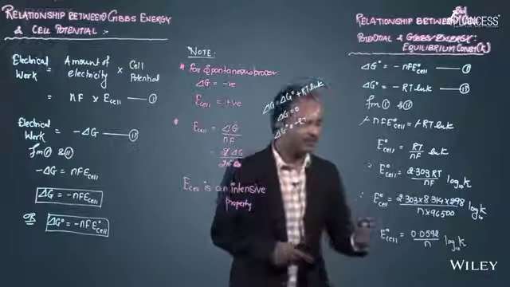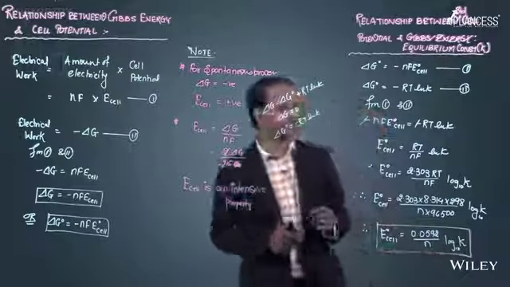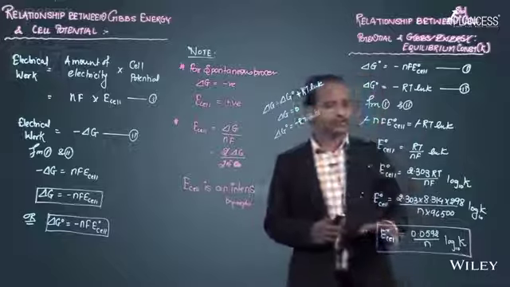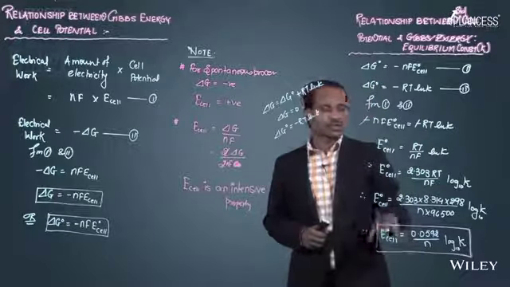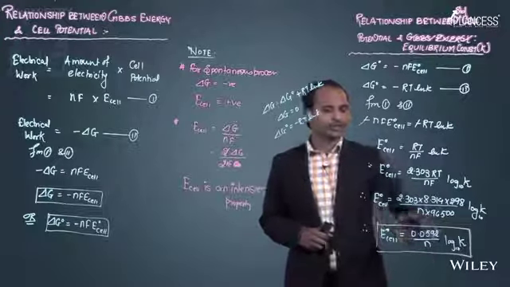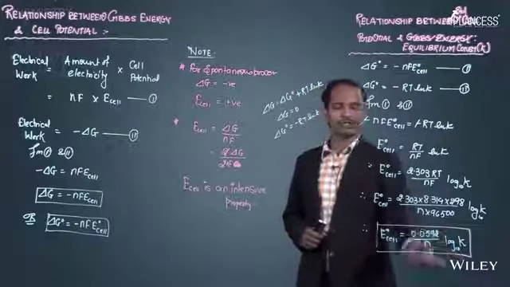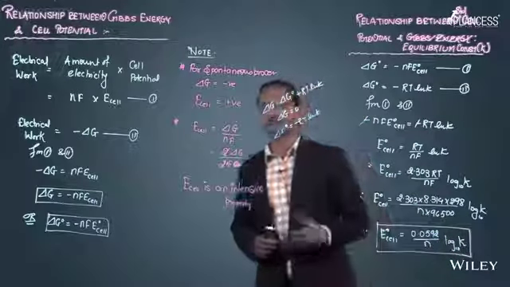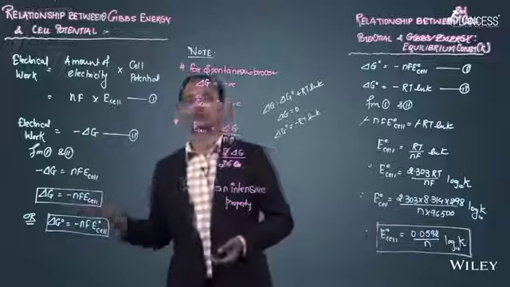So this is the relationship between the E naught cell and the equilibrium constant, that is E naught cell is equal to 0.0592 upon n log of K. Suppose if they are asking a question on the equilibrium constant, then we are going to use this formula, and if the question involves a Gibbs energy and they are asking cell potential, then we are going to use this formula.